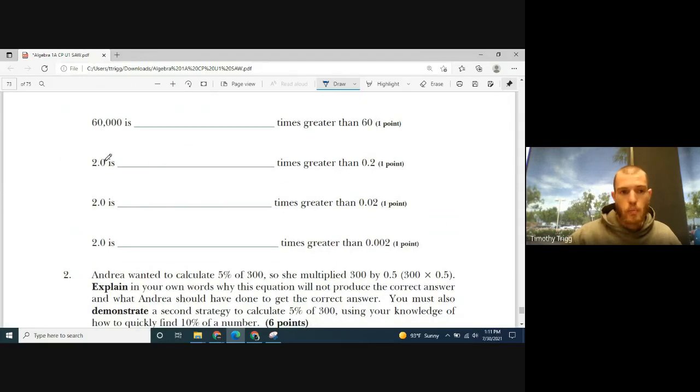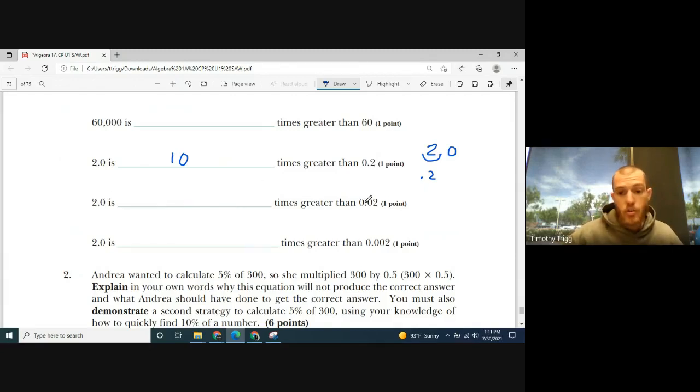2.0 is blank times greater than 0.2. So notice, same idea, is how many decimals. If I go right here, this first number, 2.0, if I move the decimal over once, that's 0.2, right? That's the same as this. So when you move the decimal just once, this one is 10 times greater than that, all right? 2 is 10 times bigger than 0.2.